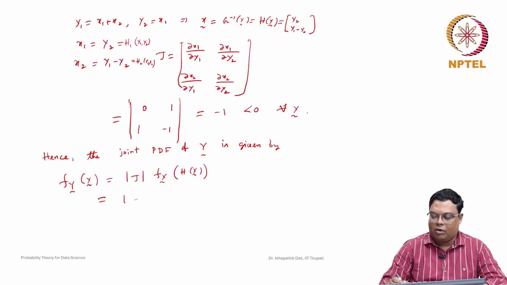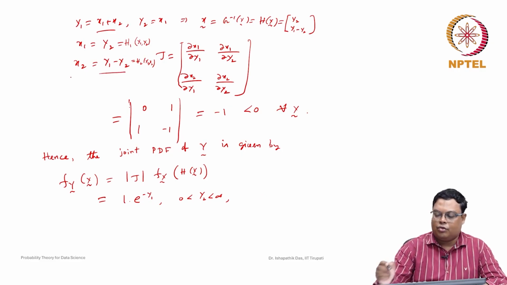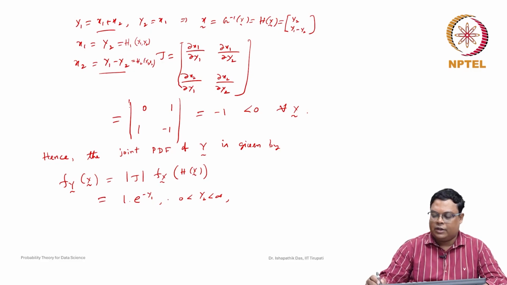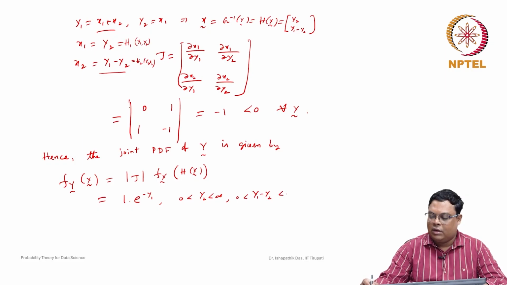So it will be e to the power of x1 plus x2, y1, 1 into e to the power of minus y1. But the condition is that x1 has to be greater than 0, less than infinity, and y2 is nothing but x1, so this has to be greater than 0, less than infinity. Not only that, x2, that means y1 minus y2 also, x2 is greater than 0, less than infinity.